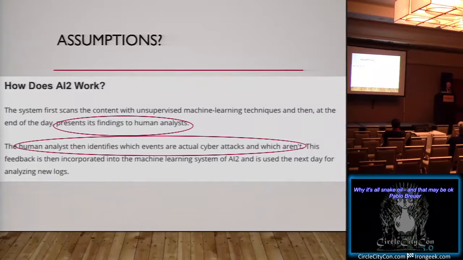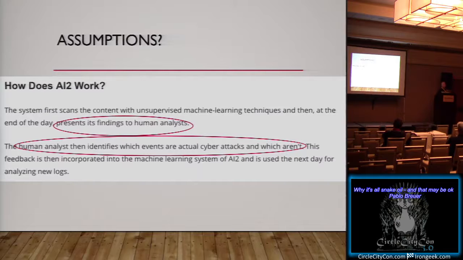So I went to the MIT site, and I took a look at their documentation. Here are the assumptions. It presents its findings to a human analyst, and then the human analyst identifies which events are actual cyber events and which ones aren't. So you didn't do this via automation. You built a really fancy firewall, right? Okay, all right. But that's okay. I'll take a fancy firewall.